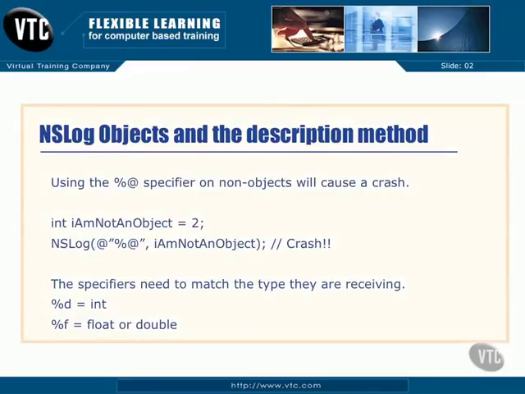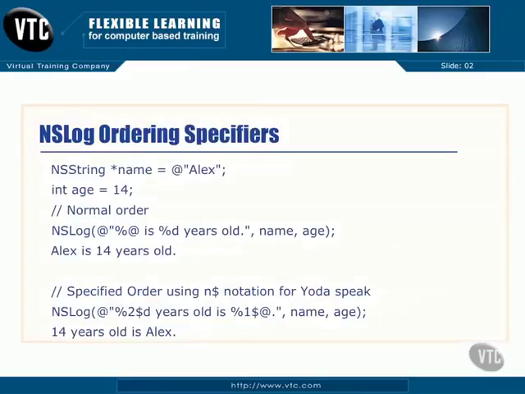Since the %@ is sending a message to an Objective-C object, you cannot use it on non-objects. If you use it on an integer, the program will crash. This is because an integer is not an object, so you cannot send messages to it. You should always match the type of specifier with the item it represents. So you would use %d for integers, %f for floats or doubles, and on down the list. This is a good place to check if your program keeps crashing, is to make sure that the type of your specifier matches the type of the object that it represents.